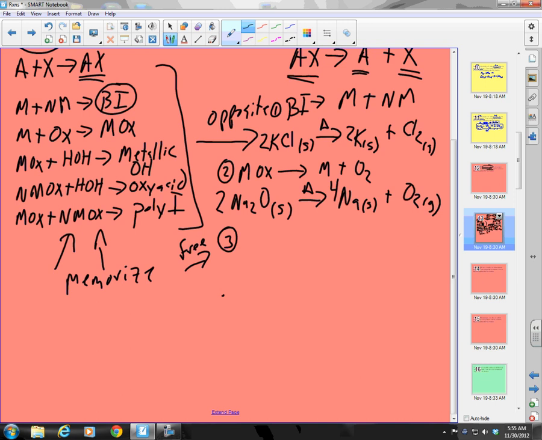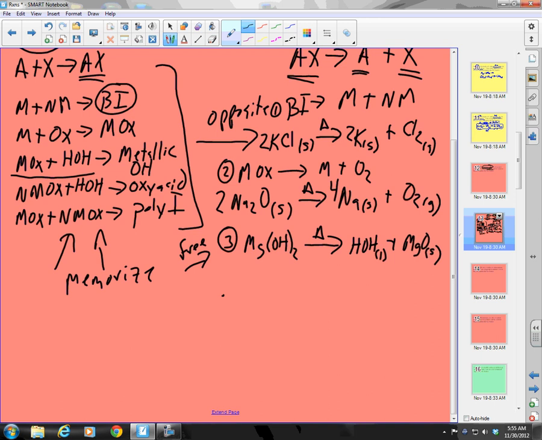Number 3, we can have a metal hydroxide. How about magnesium hydroxide? And it's going to be heated. And what's going to happen? Well, it's going to break apart into water, HOH liquid, plus my metal oxide. How about magnesium oxide? Cool. Is that balanced? 1, 2, 1, 2, 1, 2. Yeah, piece of cake.